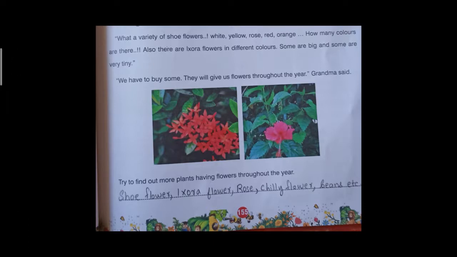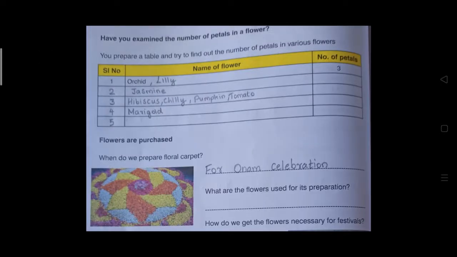Next is to try to find out more plants having flowers throughout the year. So I have mentioned some of the flowers here: shoe flower, ixora flower, rose, chili flower, beans and all are blooming throughout the year. Have you examined the number of petals in a flower?